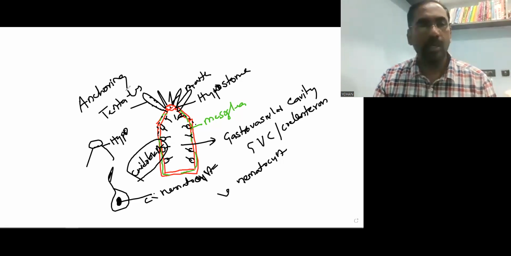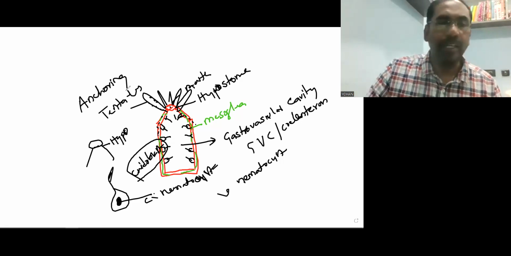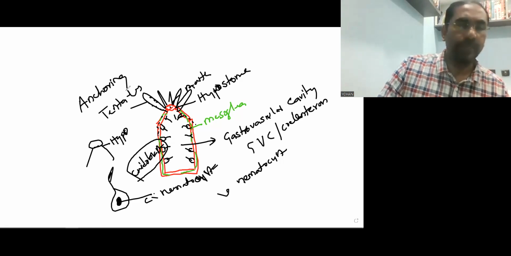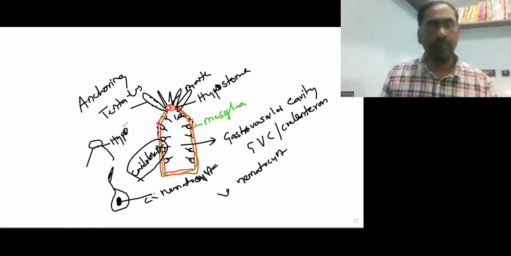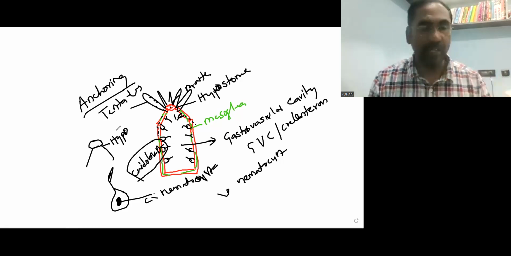Sir, can you repeat the functions? Yes. Number 1, food collection or catching the prey. Number 2, anchoring. What is meant by anchoring? Attaching to any obstacle or any object. Number 3, defense. They help in both offense and defense.